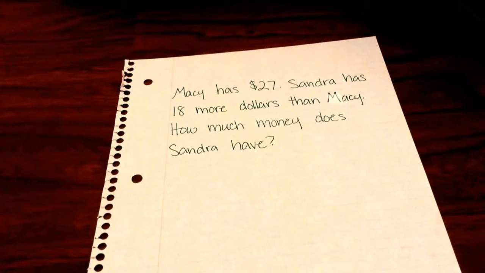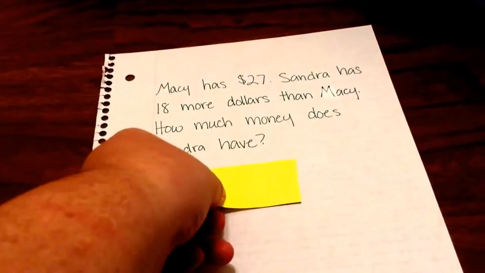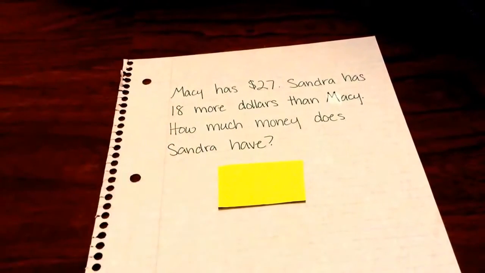This is also a second grade problem. It reads, Macy has $27. Sandra has $18 more than Macy. How much money does Sandra have? So this problem is a compare problem because we are comparing Macy's amount of money to Sandra's amount of money. So in this problem, we're going to let this strip of paper represent Macy's amount of money, which is $27.